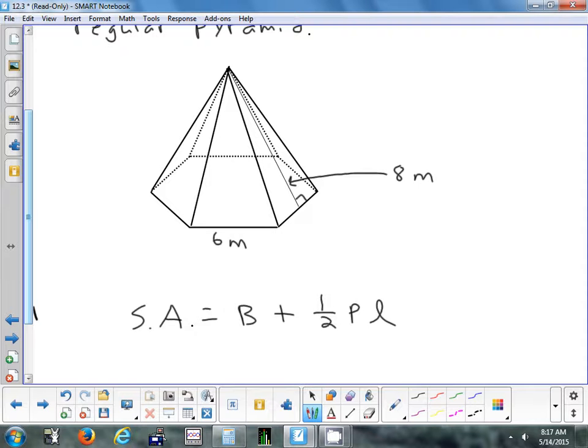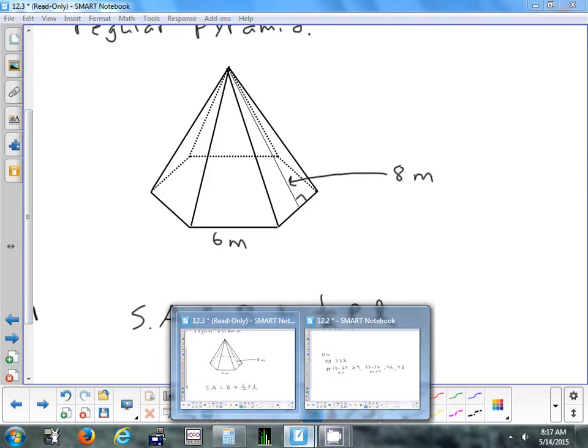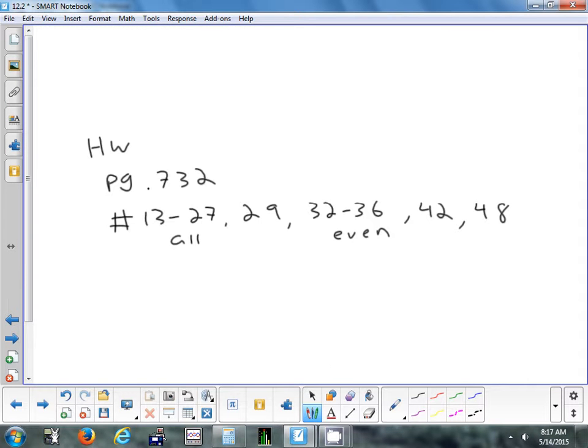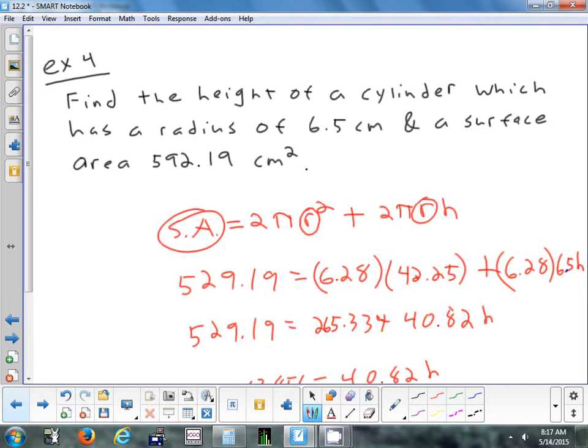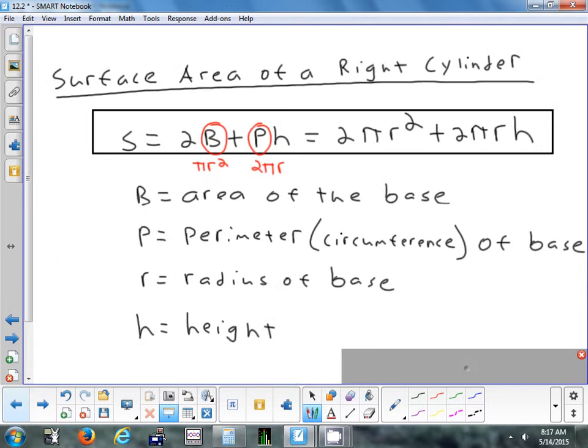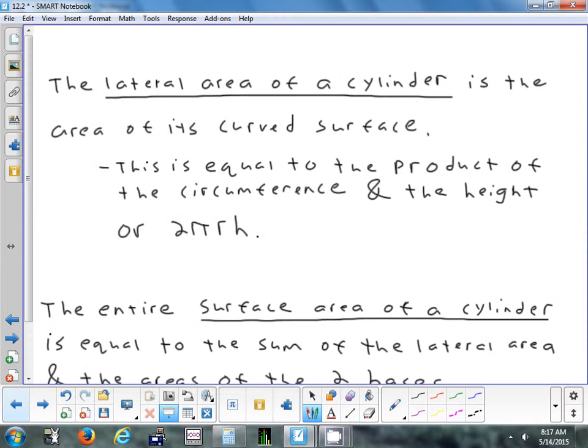One side is 6. We have 6 sides. 6 times 6, 36. So we got the perimeter. It's the area of the base that's going to be a little tricky if we don't know the formula. So let's go back to 12.2 and see if we have the formula for area of a hexagon.